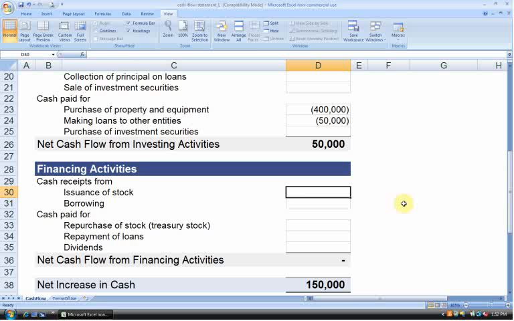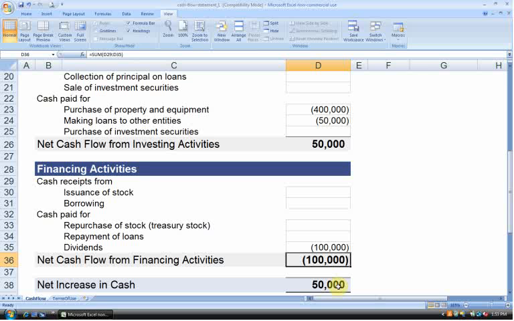Now, we didn't issue any stock this year, and we didn't borrow any money, but we did actually pay out about $100,000 in dividends to our shareholders. So we have to put a negative $100,000 there. And you can see that our net cash flow from financing activities is actually negative, which is okay. That is to be expected if you've only paid out money in financing activities, right?